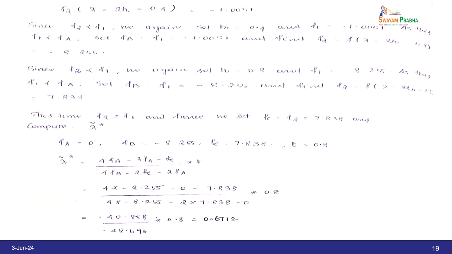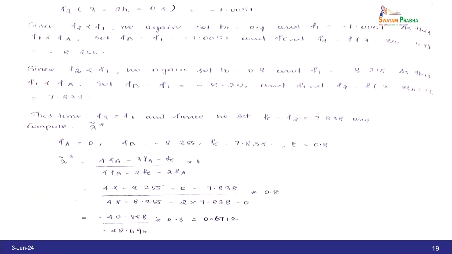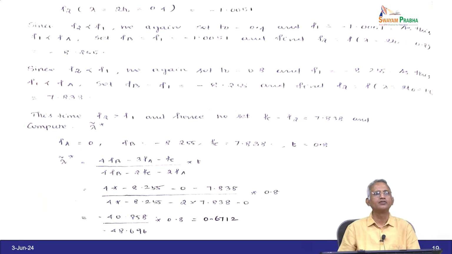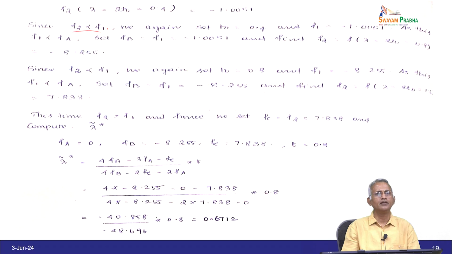So, F2 of 0.4 is lambda by log lambda, that is lambda is 0.4 by log 0.4, which is equal to minus 1.0051, and since F2 is less than F1, we again set T naught equal to 0.4 and F1 equal to minus 1.0051. Therefore, compare FA with F1, F1 is less than FA and set FB equal to F1 equal to minus 1.0051.